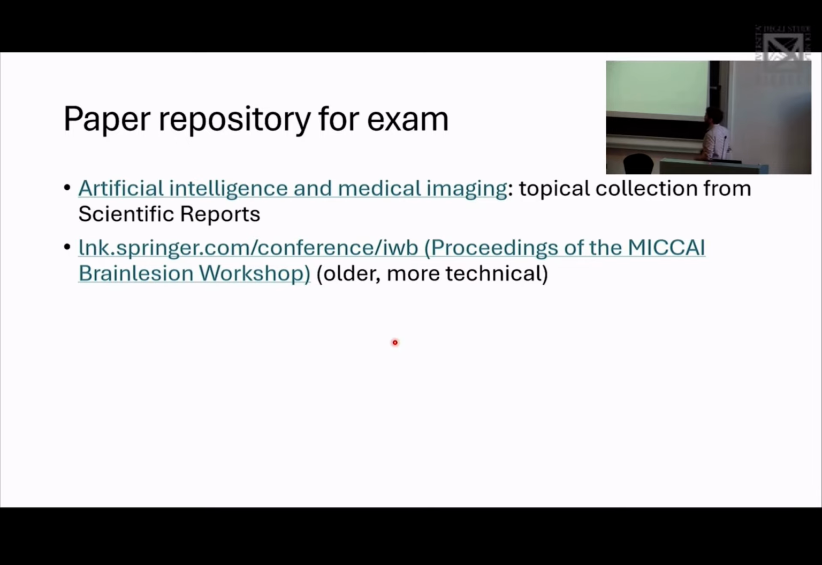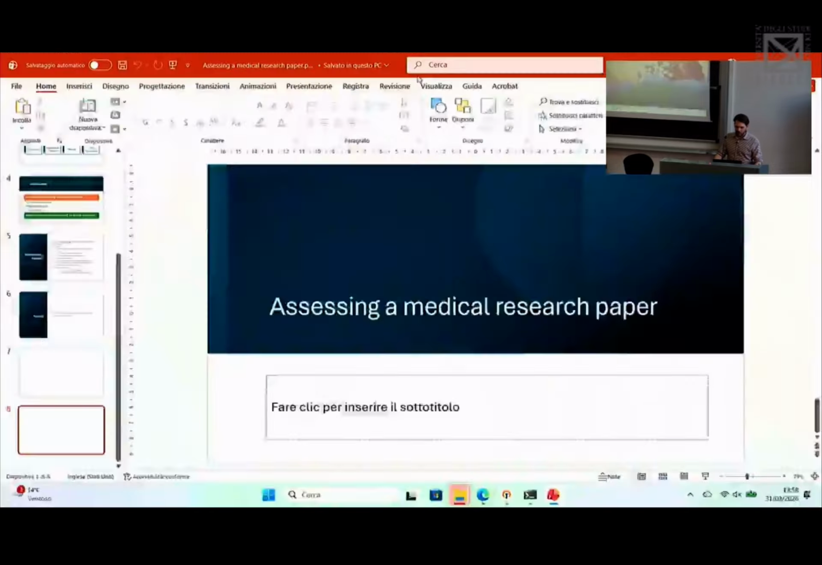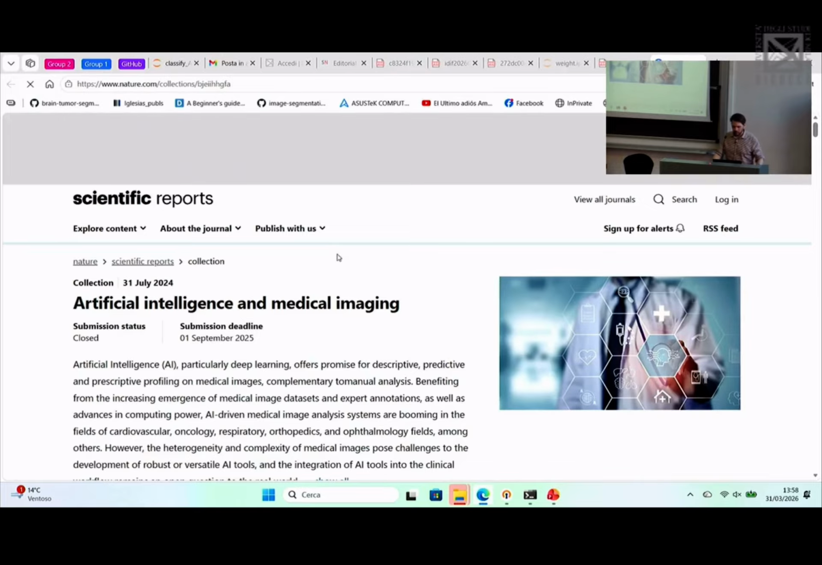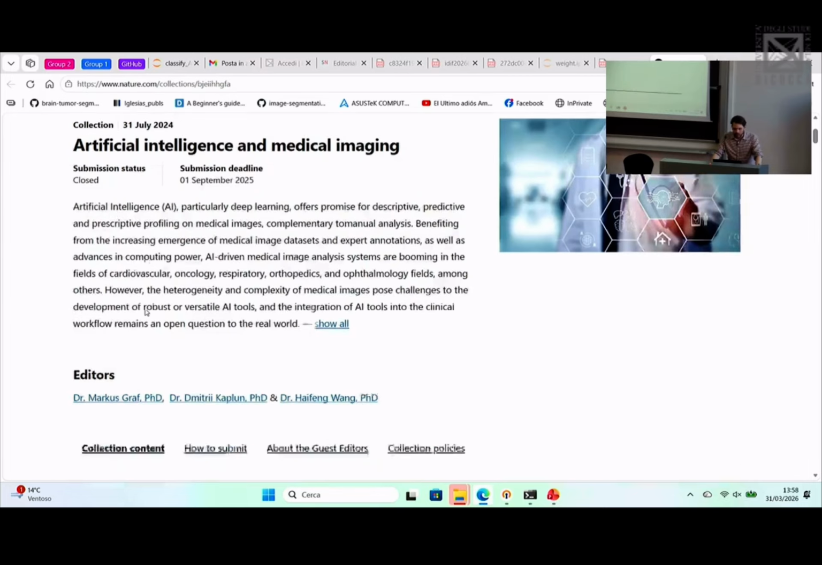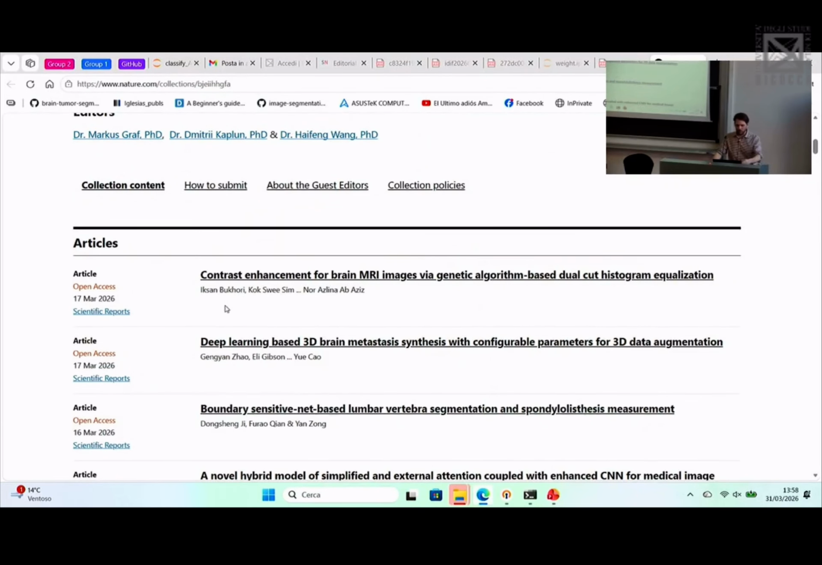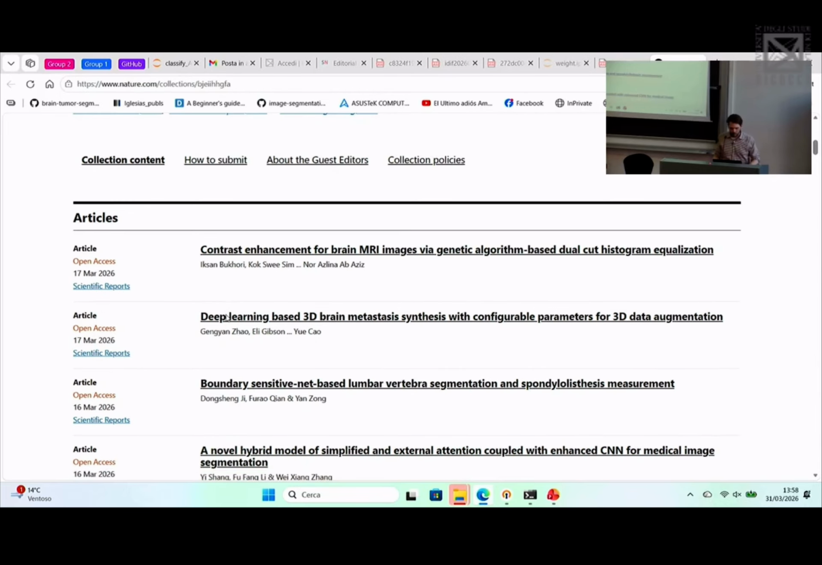And I put here two links to two repositories. One is from the Scientific Reports journal, and there's a topical collection about artificial intelligence and medical imaging. Papers have been submitted until September, and so some articles have been just published, and it's about a very varied ensemble of possible applications.